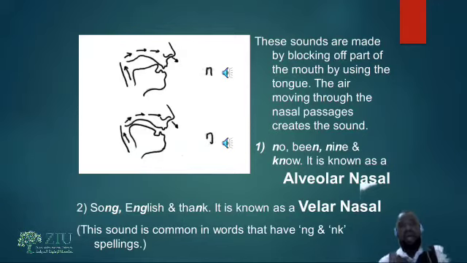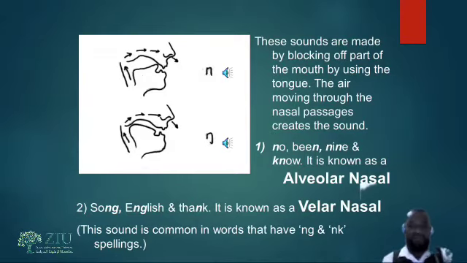These sounds are made by blocking off a part of the mouth. We look here, the part of the mouth will be closed actually. Then using the tongue and the air moving through the nasal passages, the passages create the sound. It goes ahead and comes through the nasal or nose opening, or nostril as it is in another book. For example, for the n sound: no, been, nine, no.